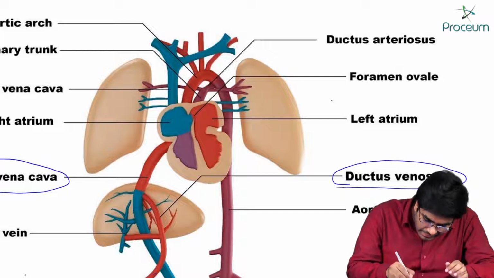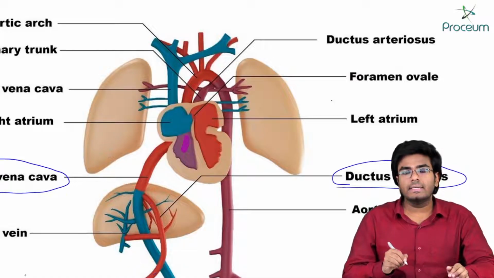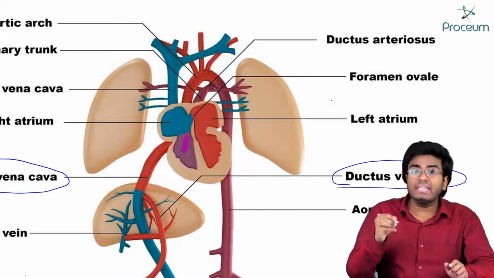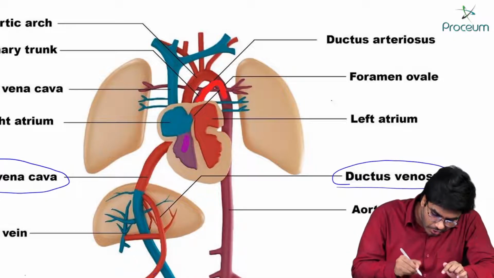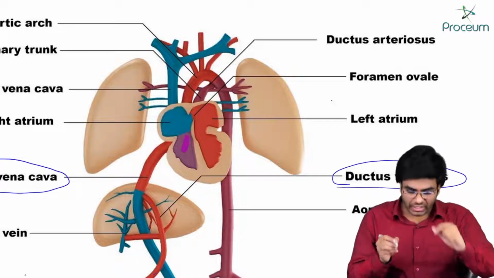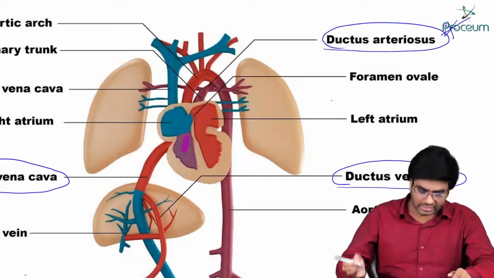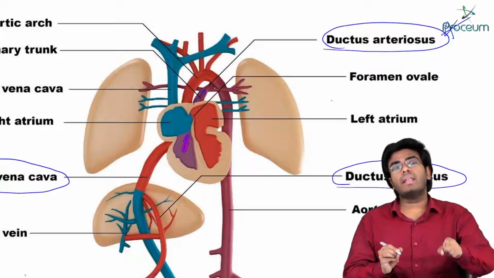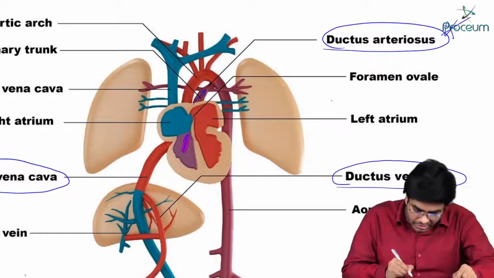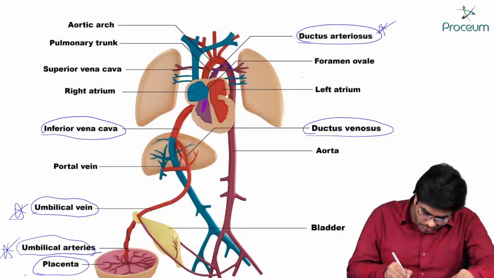So the mixed blood which has entered into the pulmonary trunk will again be shunted. You can see this blood is shunted into the aorta. Why? Because of the presence of a small structure known as the ductus arteriosus. Because of this ductus arteriosus, this mixed blood which has entered into the pulmonary trunk is bypassed into the aorta. From here, this mixed blood goes to all the organs of the baby.